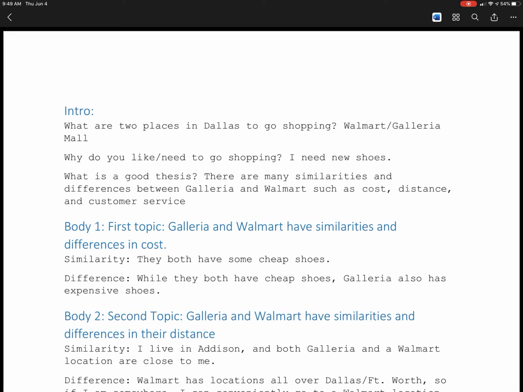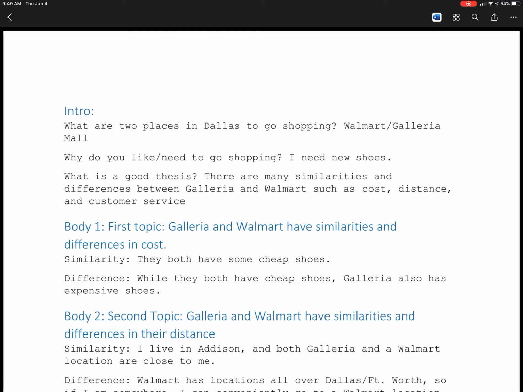So here, this is just an outline for an example. I say that the 2 places in Dallas that we're going to go shopping are Walmart and Galleria Mall. In my introduction, I need to say, why am I shopping? I need to buy new shoes. I use my gym shoes too much, and it's just time for a new pair.